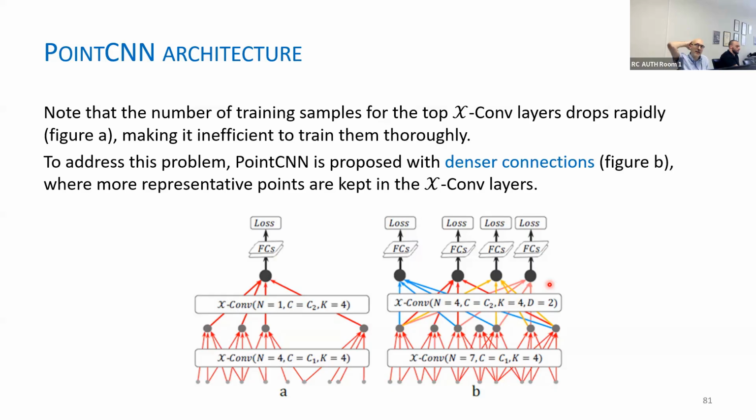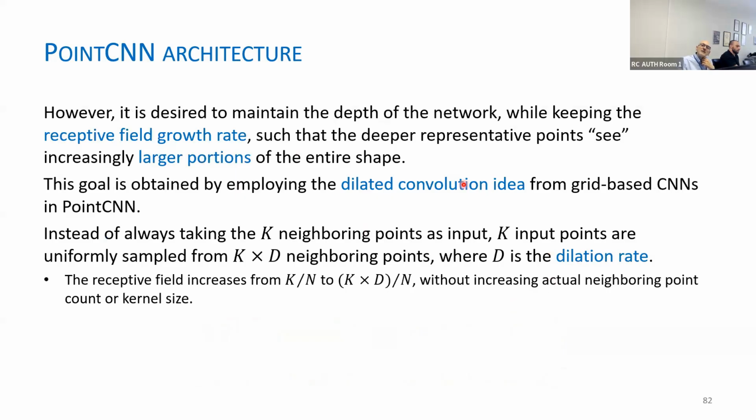And so this can be done with this dilation concept, which is something used also for images. And so this slide comments about this. So we use the dilation solution. You see that the receptive field increases in this case from K divided by N to K multiplied by D divided by N, because we see a larger part of the underlying set of points.